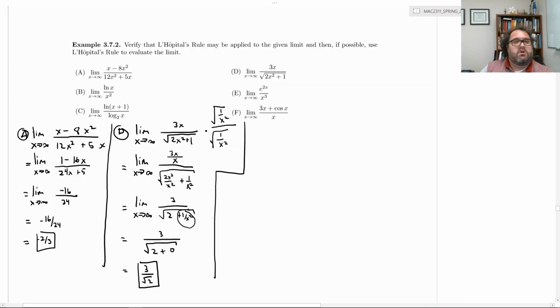And now let's go to B, I guess. B is a lot easier, actually. Okay, we have the limit as x goes to infinity. I'm pretty sure we don't have any problems with L'Hopital's rule.